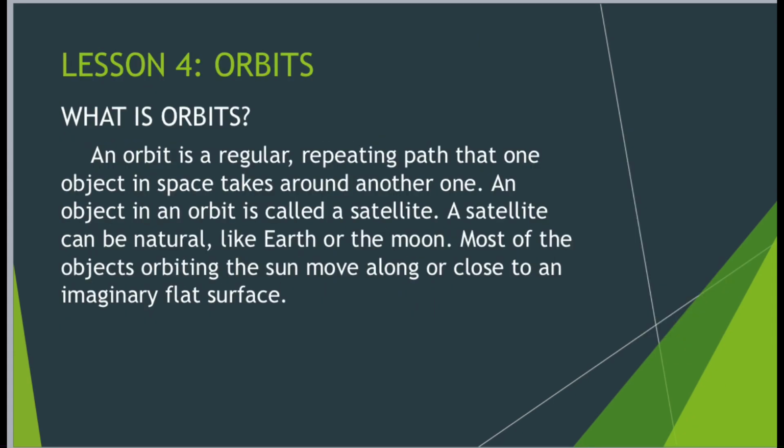Lesson 4. Orbits. What is an orbit? An orbit is a regular, repeating path that one object in space takes around another one. An object in an orbit is called a satellite. A satellite can be natural, like Earth or the Moon. Most of the objects orbiting the Sun move along or close to an imaginary flat surface.